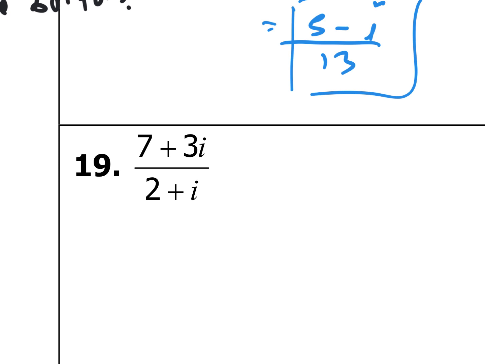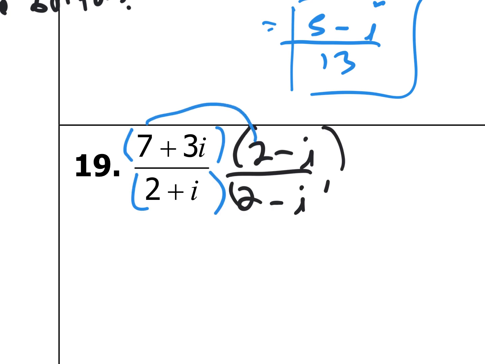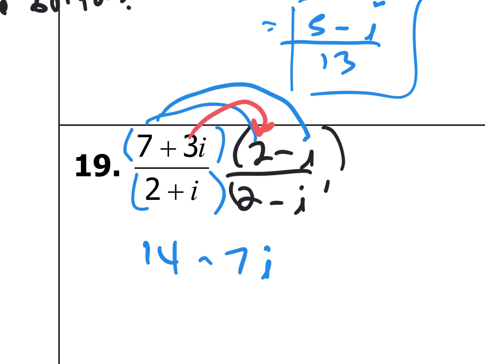Now, I apologize for that numerator. It's going to have to use FOIL. It doesn't cancel. There's no secret. You're going to have to do the 7 times 2, which is 14. You're going to have to do the 7 times a negative i, which is a negative 7i. You're going to have to do the 3i times the 2. That's a plus 6i. And then last but not least, a 3i times the negative i. I hope you know what that means. Negative 3i squared. Exactly. Negative 3i squared.